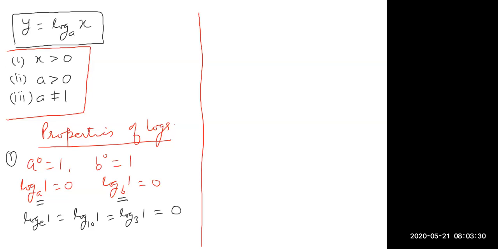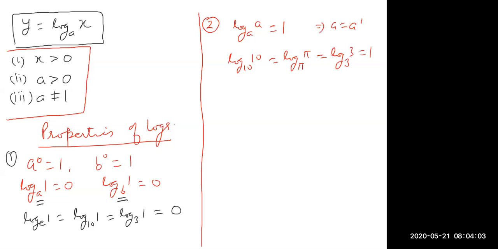Second property. Log a to the base a is always 1. Because what will be its exponential form? a is equal to a raised to power 1. So for example, log_10 10, log_pi pi, and log_3 3 are all equal to 1.